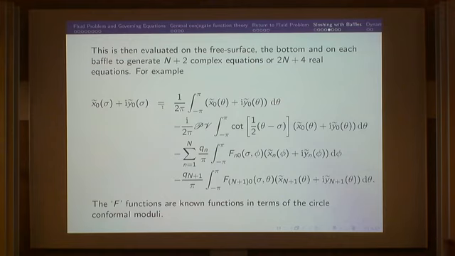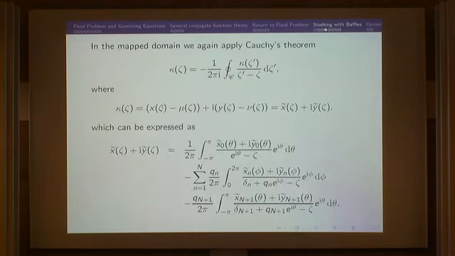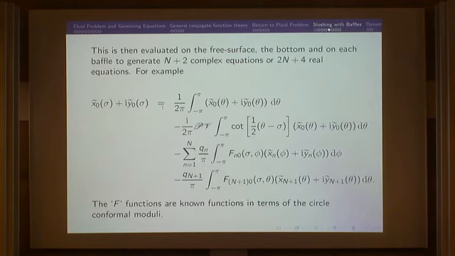So if you do that, then what you end up with is n plus 2 complex equations, or 2n plus 4 real equations. And here's an example. Here is that integral evaluated on the free surface. Here's an example of the type of thing you get.